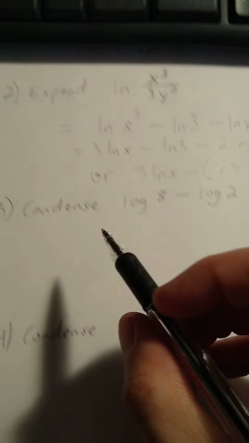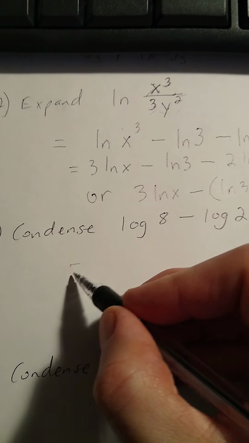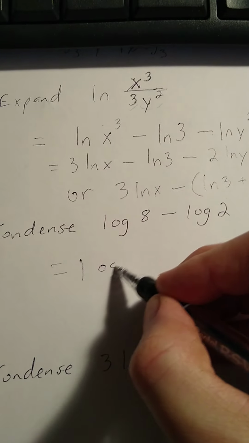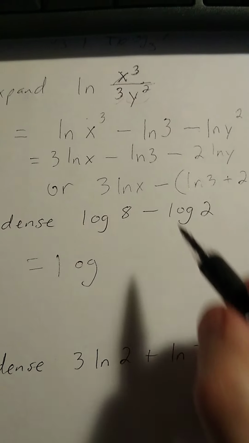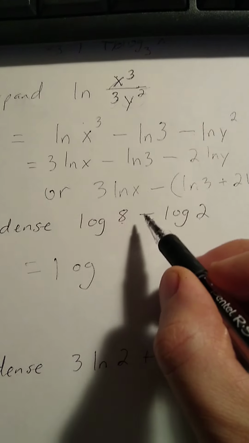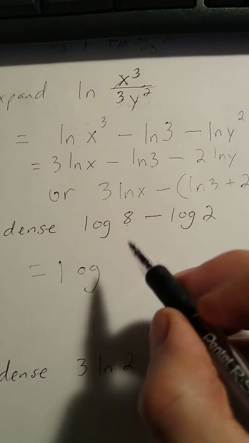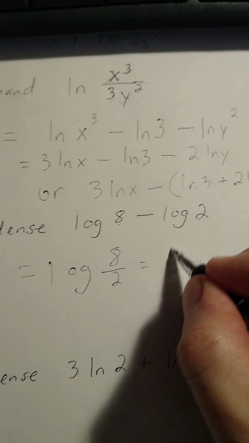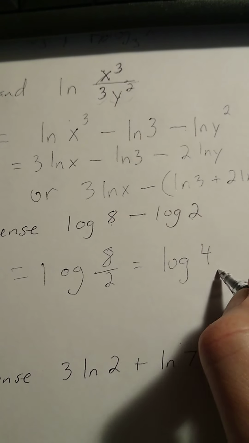Now let's do some condensing using the properties the other direction. So I have 2 logarithms, both in base 10, so I can combine those into 1 log base 10. I have 8 and 2 as the 2 elements. Subtraction means to divide the elements. So I'm going to take 8 divided by 2, which is simply log of 4.